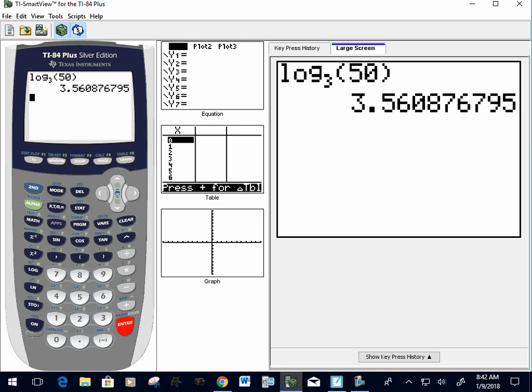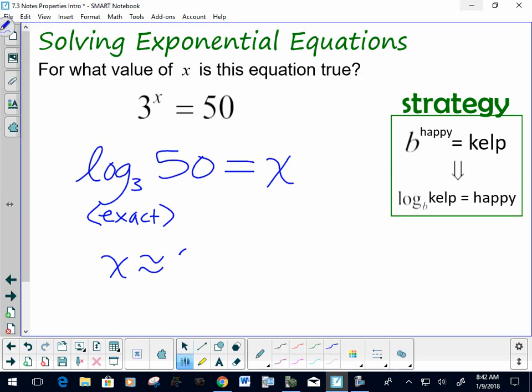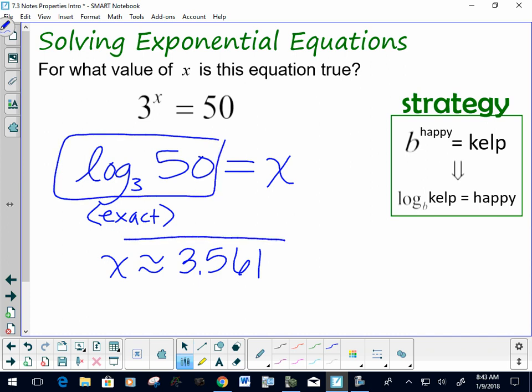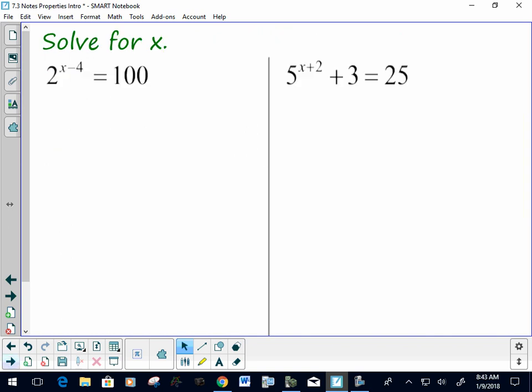It's about 3.561. So this right here is the exact answer, and this is a decimal approximation of that value that we got from the calculator. So this was a really simple equation. We're going to look at some that are a little bit more complicated. Just have to think about your order of operations though, and they're not really any more difficult than the one we just did.